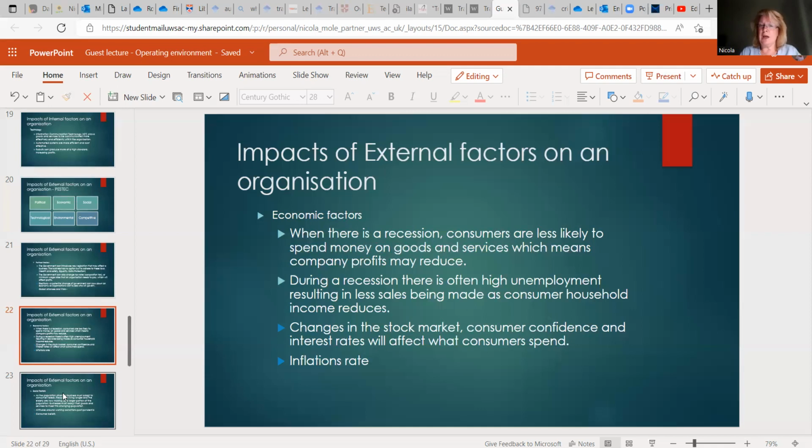During a recession, there can be high unemployment, so there'll be fewer sales made in shops as consumer household income reduces, all right? So household income reduces, maybe because prices rise, people lose their jobs, or maybe people are worried that there's going to be a recession, so they stop spending, which can in turn actually bring on this recession. There'll be changes in the stock market, consumer confidence and interest rates, and these all affect what consumers spend. So therefore, it's going to affect what happens in your business. It also might affect the inflation rate.